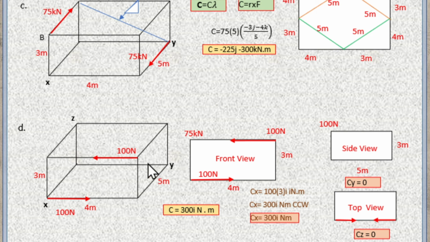For our Y axis, looking at its right side view, as we can see, this is where our force is, and we cannot see our force like this. So our couple Y equals 0. Looking at its top view, as we can see, our forces are lying on the same line. So for our couple Z, it is equal to 0. So the summation of our couple will be C equals 300I Newton meter. Therefore, this is not equivalent to our couple A since our couple A is equal to negative 300k Newton meter.